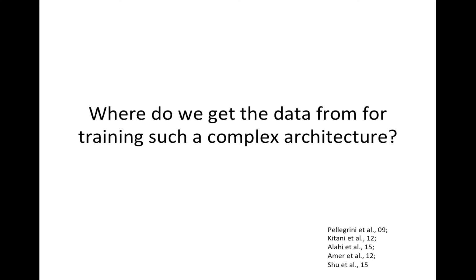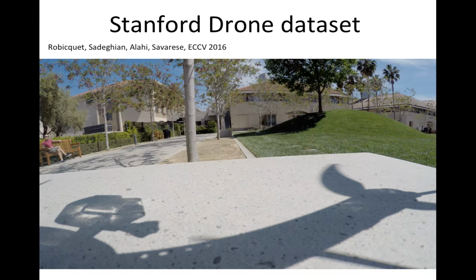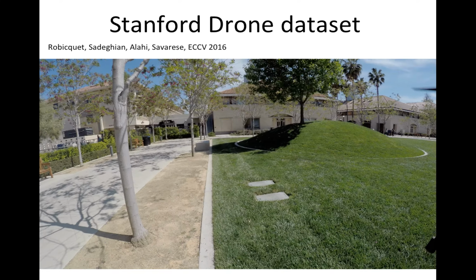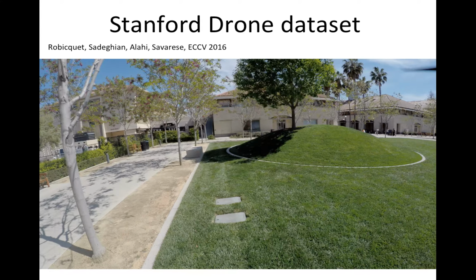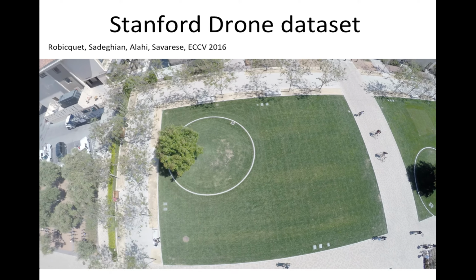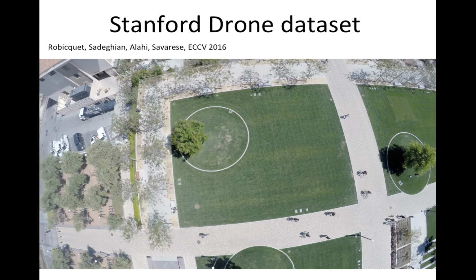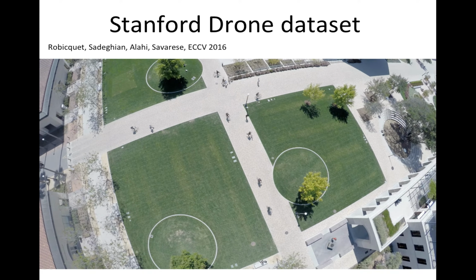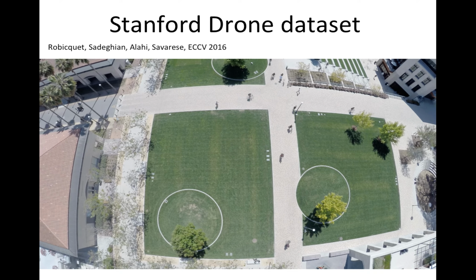Now a question arises. Where do we get the data from for training such complex architectures? Existing datasets that capture target-target interactions are typically small in terms of number and types of interactions. So we introduced a new dataset that we call the Stanford Drone Dataset. This dataset captures top-view observations of various types of targets that are traversing the Stanford University campus. Examples of targets are pedestrians, bikes, skates, carts, cars. These videos are acquired by a drone that is flying over the scene at an altitude of about 60 meters.